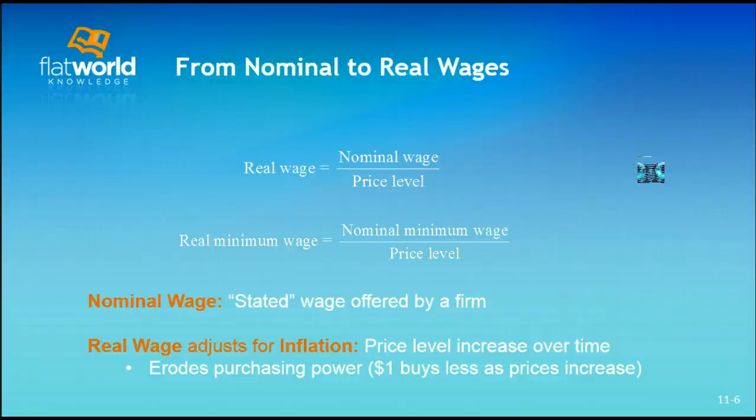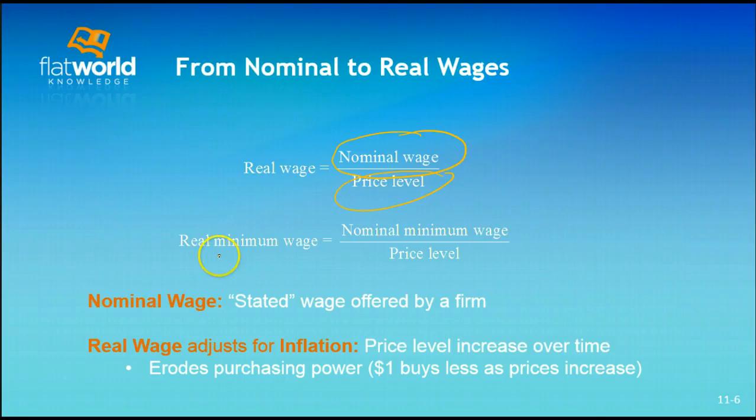Now, the difference between a nominal wage and a real wage is the effect of inflation. And if you recall, inflation is the price level increases that occur over time in an economy. Inflation means that your $1 buys less tomorrow than it could buy today because price levels are increasing. So whatever cost $1 today might cost $1.10 or $1.25 tomorrow. Thus, if we want to look at what the real wage is, we take the nominal wage, or that stated wage, and we divide it by the price level in the economy at that time.